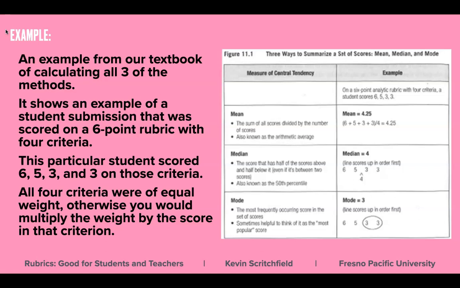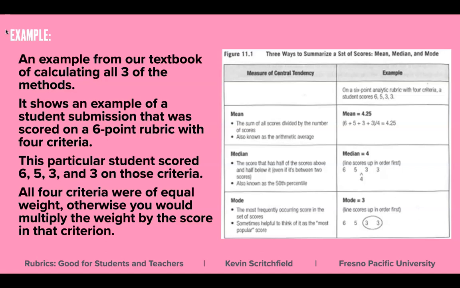And the median would be the middle score. Well, since there were 4 items, there is no middle score, and so it would be the mean or average of the 2 middle ones. So in this case, their score would be 4. The mode is the one that happens the most often, right? The score that shows up the most often.